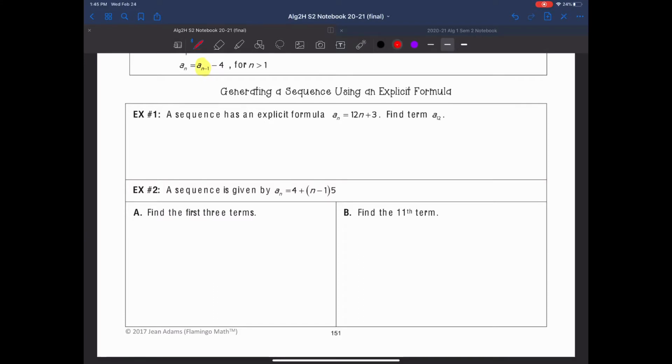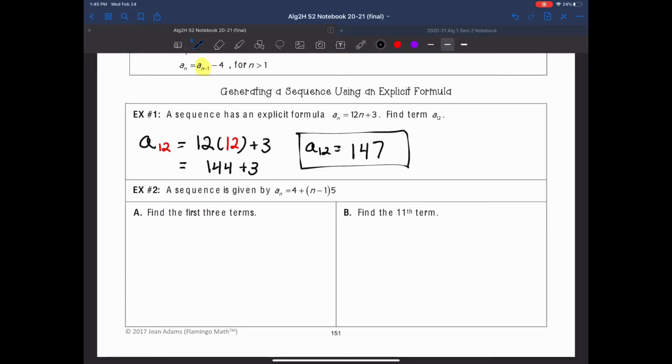Well, if I'm finding a sub 12, I'm really just finding the 12th term of the sequence. So I'm going to plug 12 in for n. So I have 12n plus 3, but instead of n, I'm going to put 12, and I'm adding 3. I know that 12 times 12 is 144 plus 3. So the 12th term of the sequence is going to be 147. So a sub 12 equals 147.